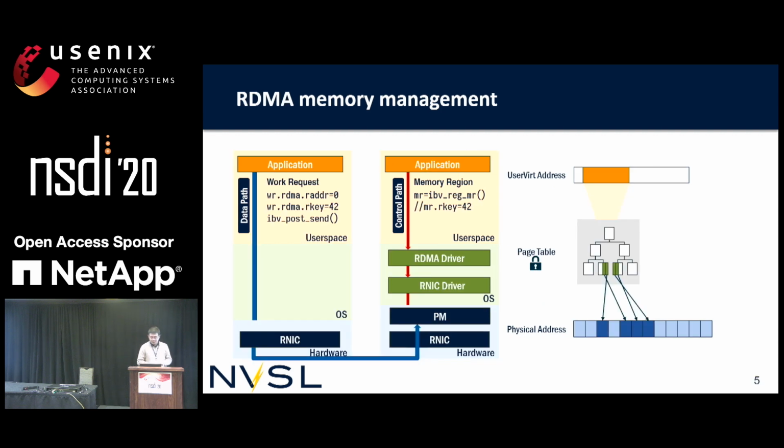Next, let's look at the RDMA side. The basic unit for RDMA memory management is a memory region. On the control path, the application can allocate some memory on its own, usually through malloc, shared memory, or mmap, and register it as a memory region. During this process, the RDMA driver will pin those page table entries between the user virtual address and the physical address. This allows the RDMA NIC to do the translation directly from virtual to physical addresses.